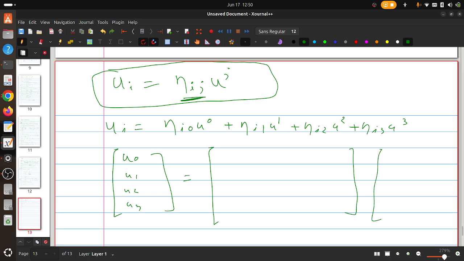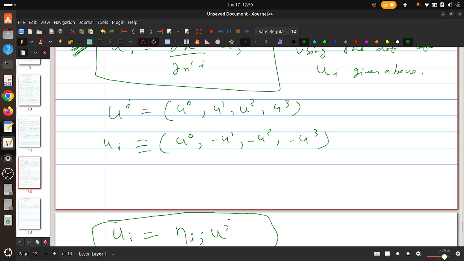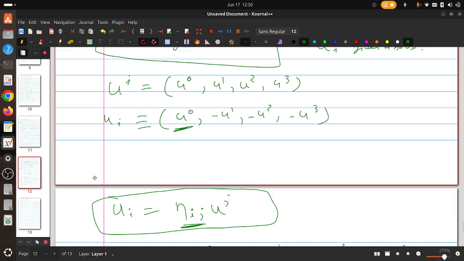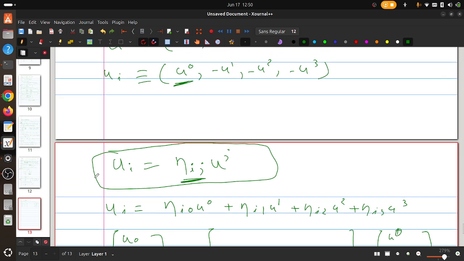And then u0, u1, u2, and u3. Now, what is the matrix here exactly? So we see that the matrix should be such that it does not change the time component, but it changes the space components. And the second thing to realize is that there is no mixing of the components.